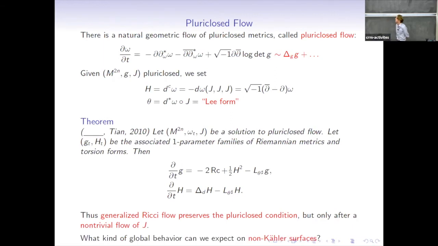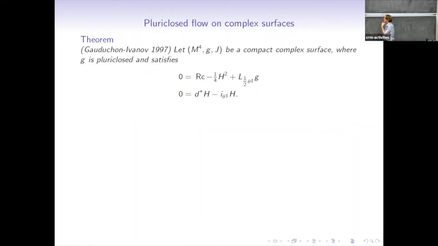Okay. So we know it's essentially generalized Ricci flow, so we have these basic regularity properties, but now we can ask what sort of global behavior we might expect on non-Kähler surfaces. Well, of course, the flow can be studied on any complex manifold admitting pluriclosed metrics, in particular all Kähler manifolds, but maybe it's better to focus on non-Kähler ones. That's sort of the whole point.